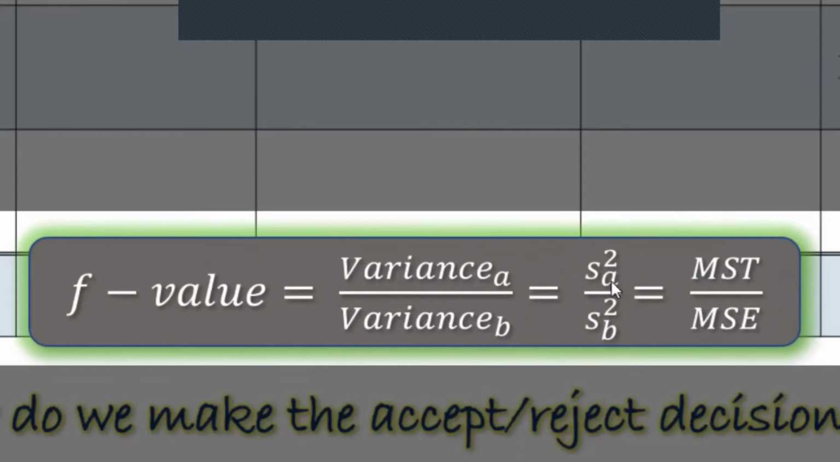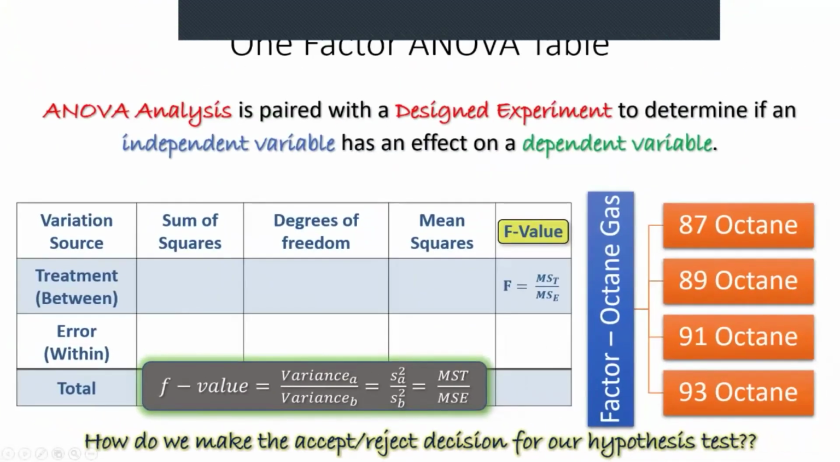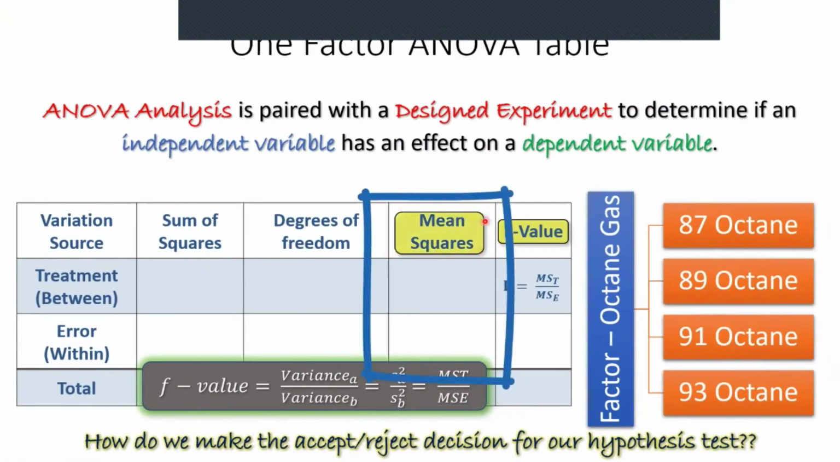In ANOVA, we simplify this equation into the mean square of the treatment divided by the mean square of the error. And the point I'm trying to make is that the mean square of the treatment and the mean square of the error are both measures of variance. Okay, that's a really important topic. In fact, I want to explain that a little deeper in just a second. You can see here on the ANOVA table there's an entire column dedicated to the mean square. So we're going to calculate these values, and then take the ratio of those two values.